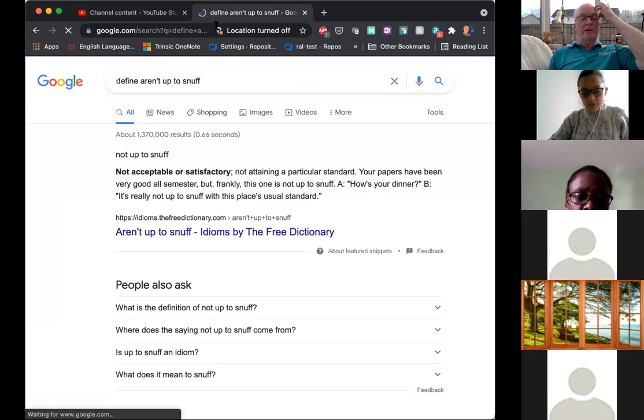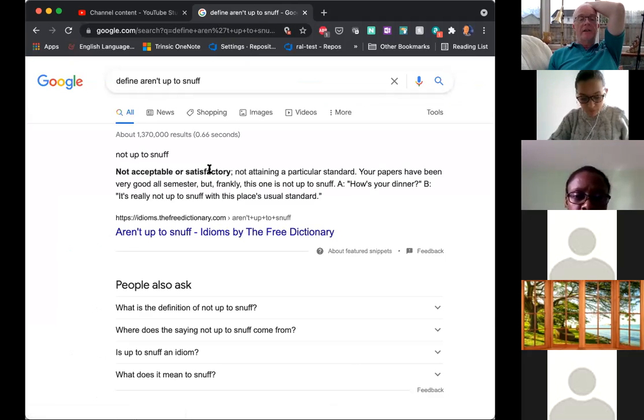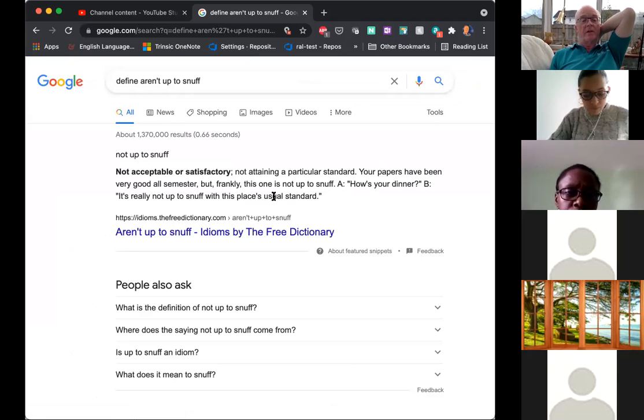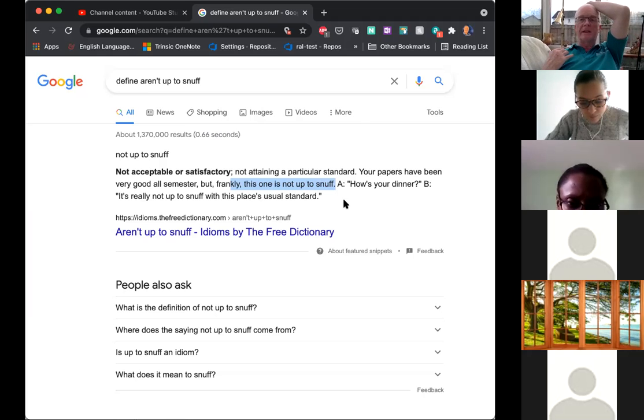This is a colloquial expression, right? Which means not acceptable or satisfactory, not attaining a particular standard. Your papers have been very good all semester, but frankly, this one is not up to snuff, right? How's your dinner? It's really not up to snuff, right? This expression is one that I sense my teenage children would not understand. They're not teenagers anymore, they're in their 20s. They wouldn't know that expression. It feels a little bit oldie worldy.